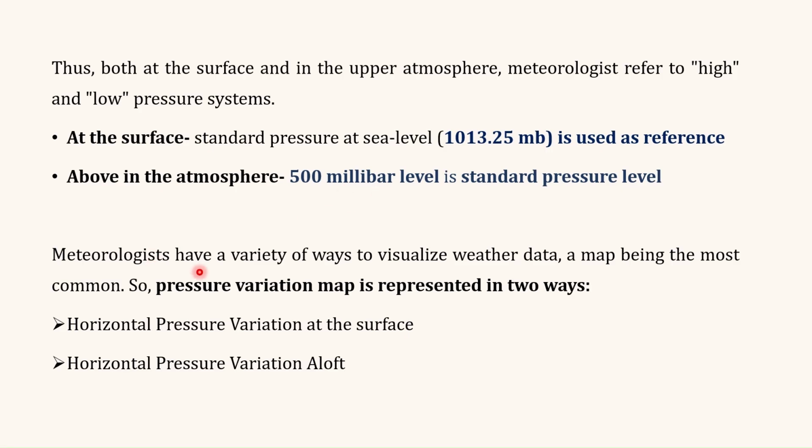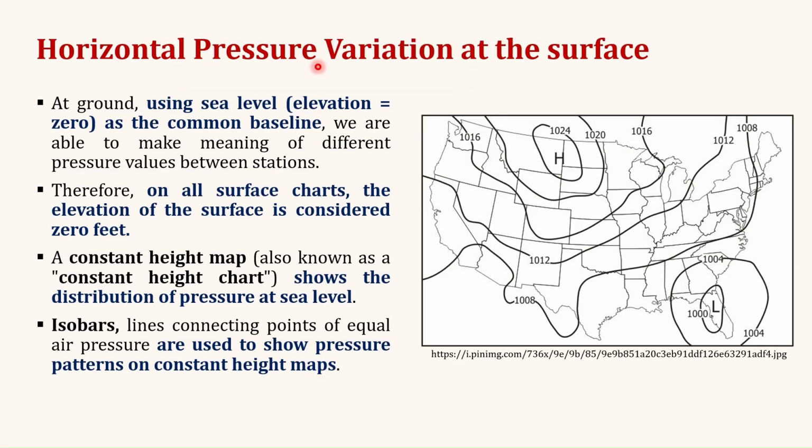Meteorologists have a variety of ways to visualize the weather data, in which the map is the most common. So, the pressure variation map is represented in two ways: horizontal pressure variation at the surface and horizontal pressure variation aloft, meaning above in the atmosphere. Horizontal pressure variation at the surface means the variation of the atmospheric pressure at the Earth's surface, and it is represented in the form of a surface chart.